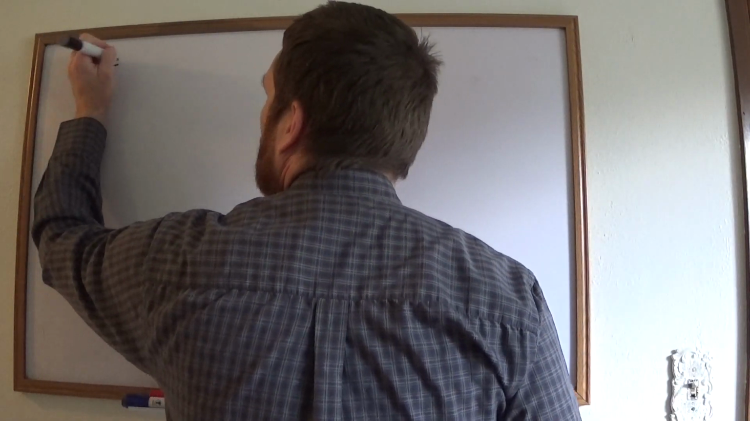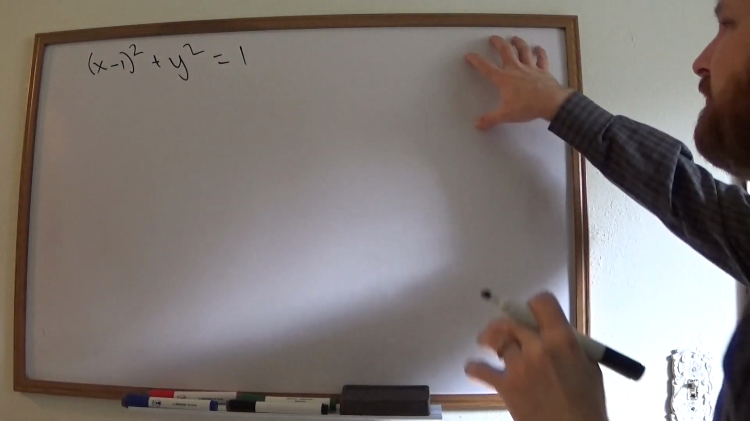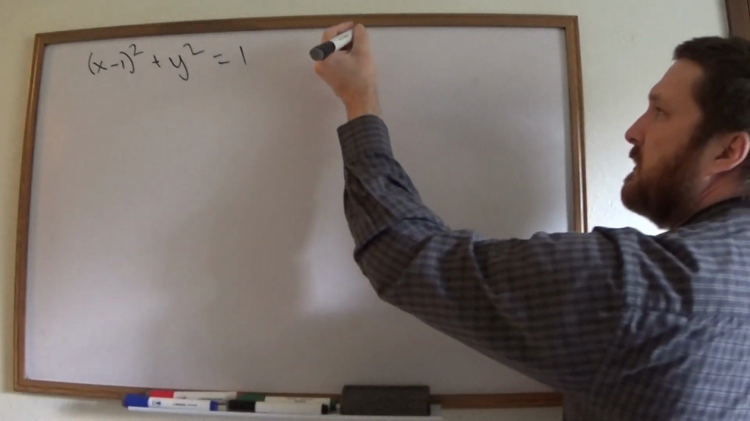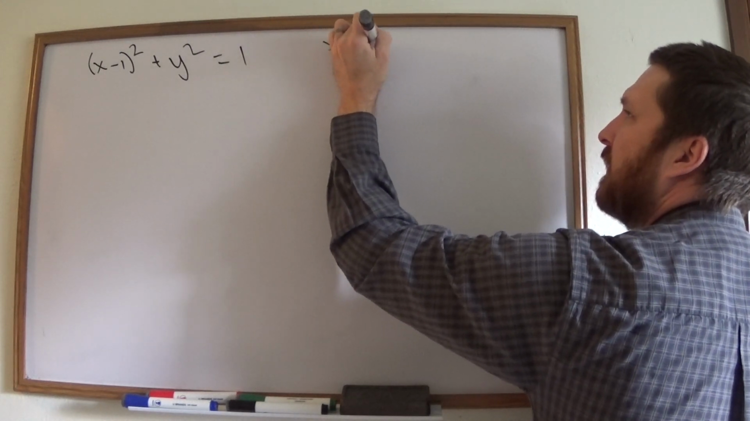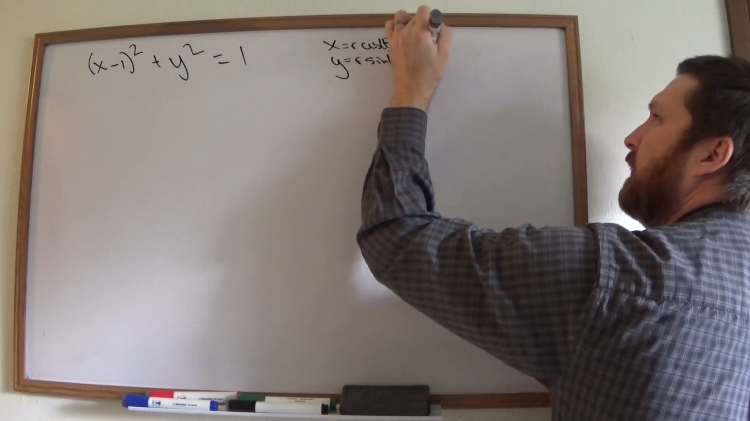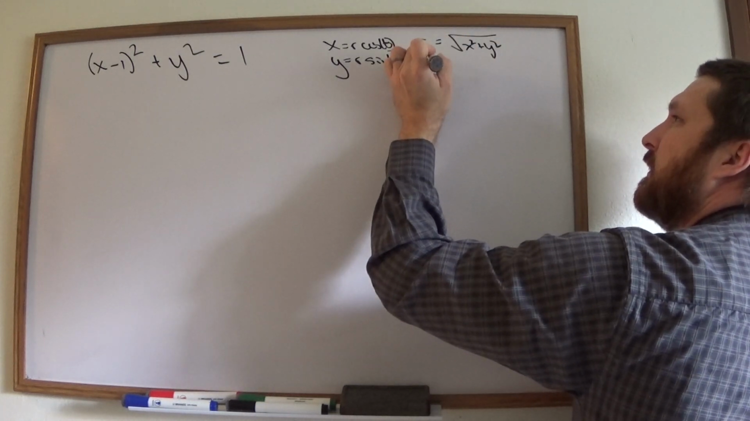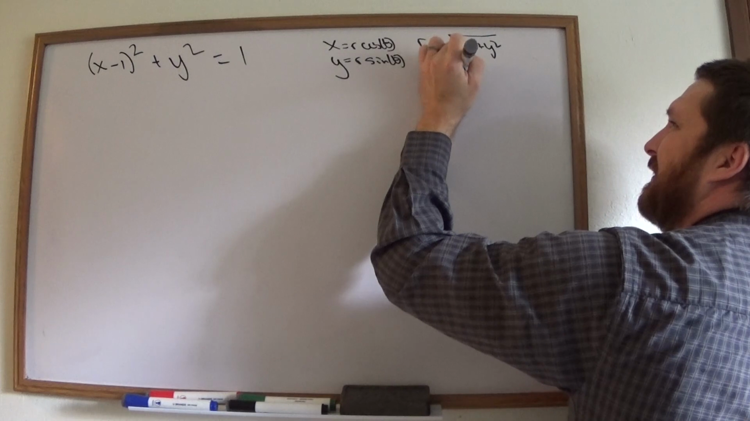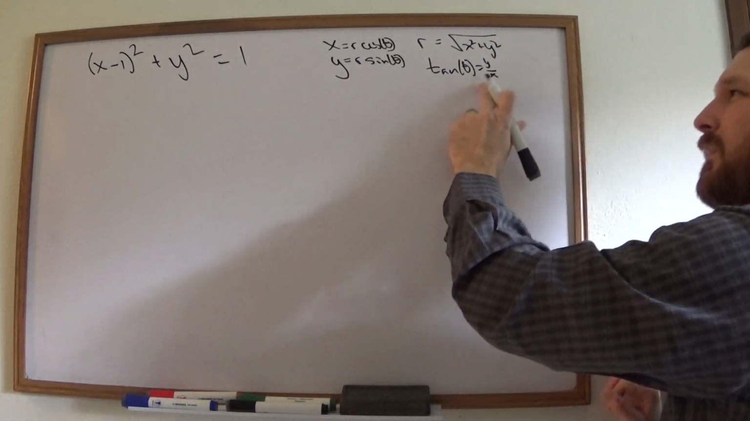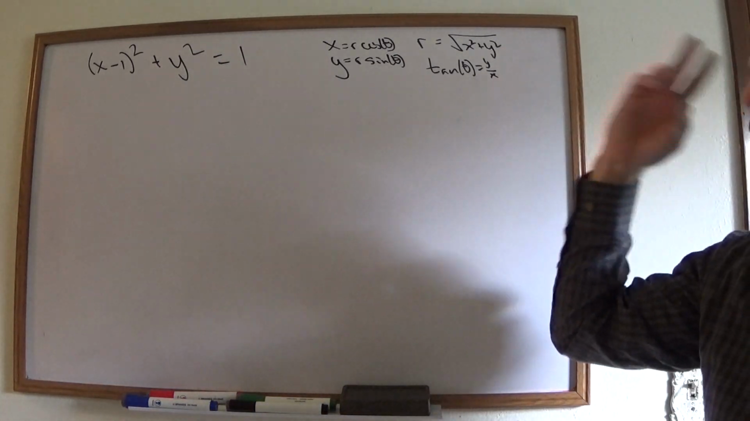Here's one from your homework. This isn't so bad. (x minus 1) squared plus y squared equals 1. Okay, what are my formulas to change from x's and y's? x is equal to r cosine theta. y is equal to r sine theta. r is equal to root x squared plus y squared. And theta: tan theta equals y over x. Well, not always, but if you're using your brain, you could reason it out.